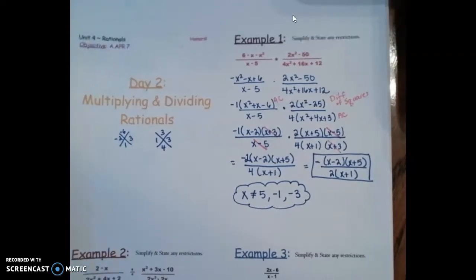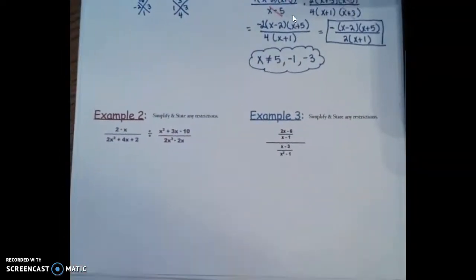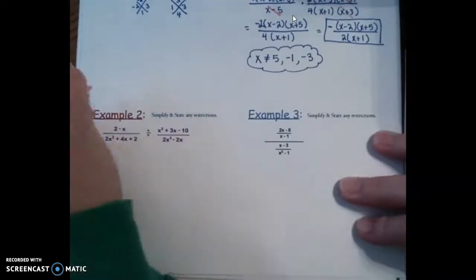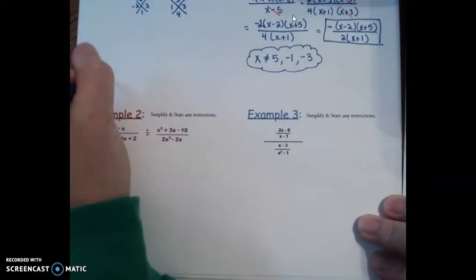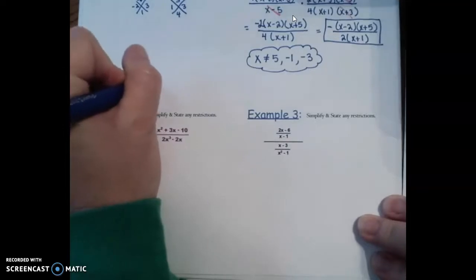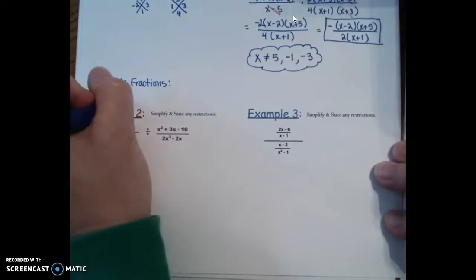Now let's do a division problem. So example 2 is division. We're still going to simplify and state the restrictions. But if you remember, when you divide fractions, we want to do keep, change, flip.